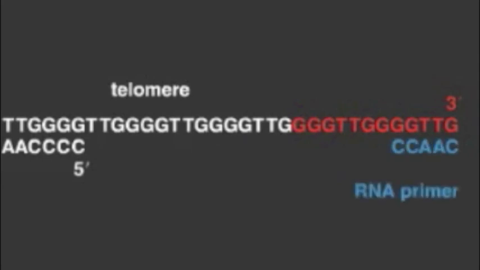The lagging strand is then completed by DNA polymerase alpha, which carries a DNA primase as one of its subunits. This allows for the replication of the entire DNA strand.